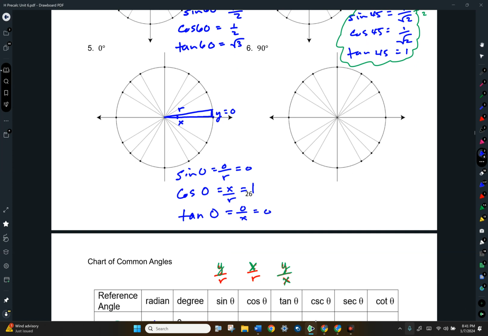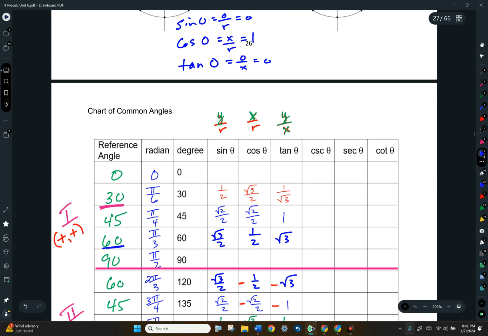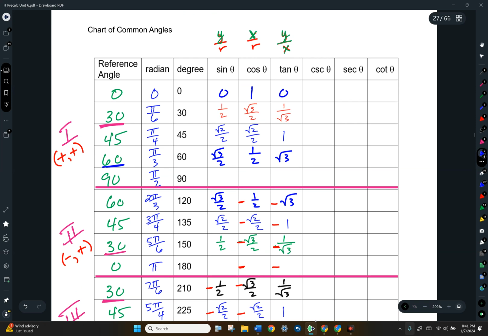So even though we couldn't really see the triangle and we kind of faked it a little bit, I can still find the values based on the ratios. Okay, so the sine of 0 degrees is 0. The cosine of 0 is 1. The tangent of 0 is 0. And so now I can fill in all of the 0 degree reference angles. So here's a 0 right here.